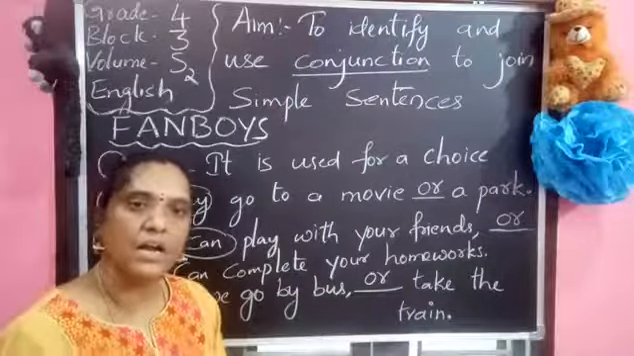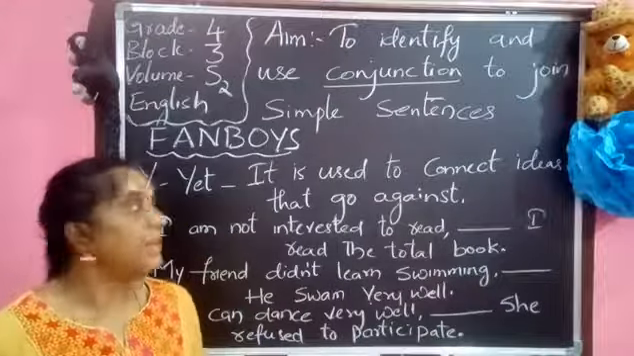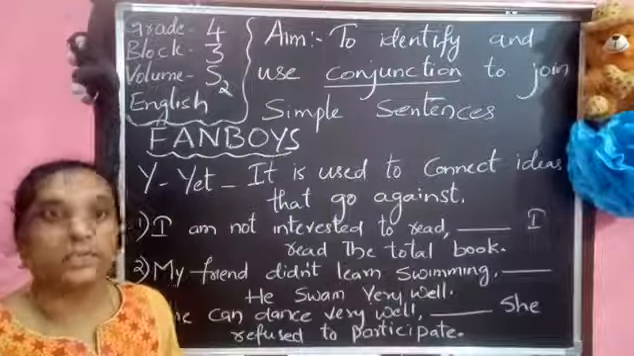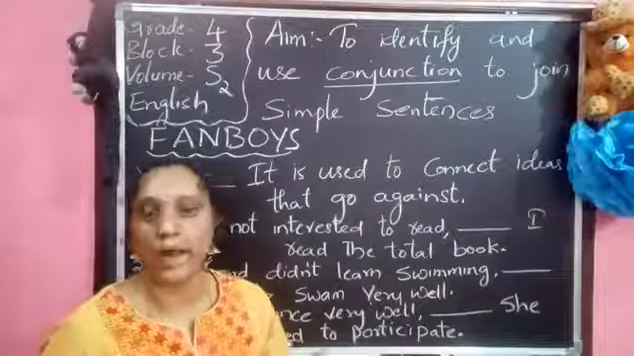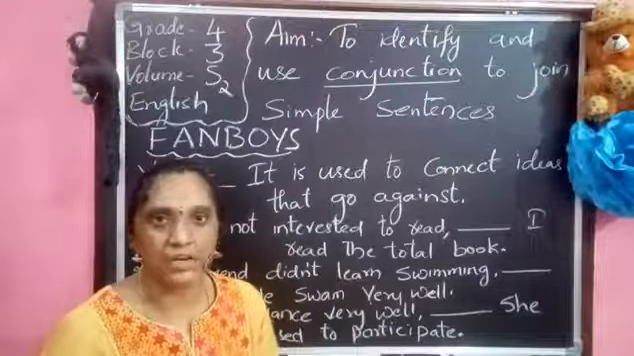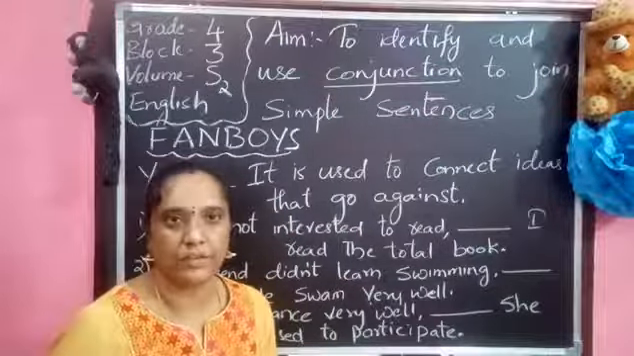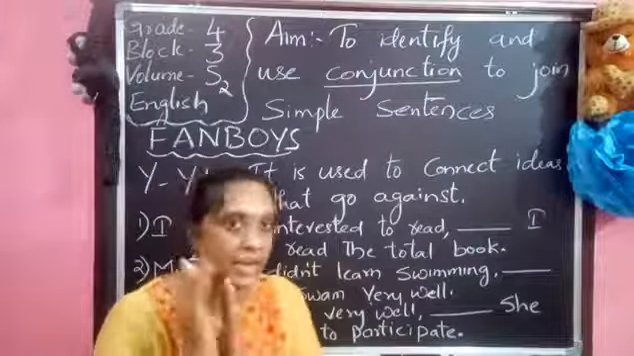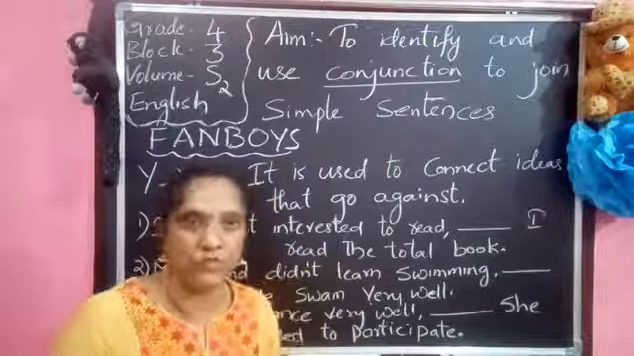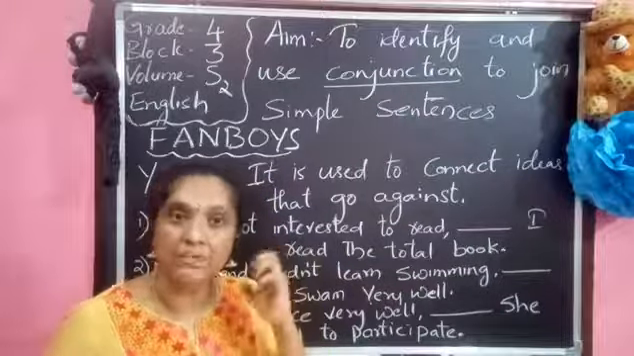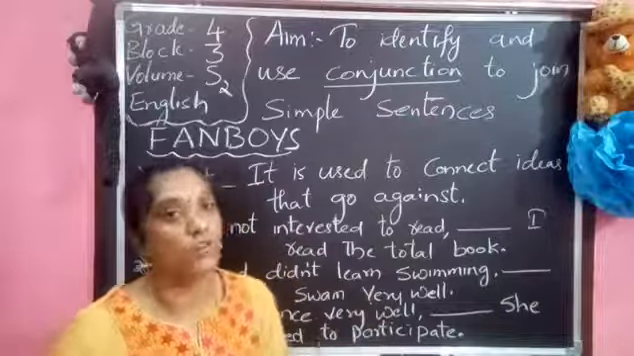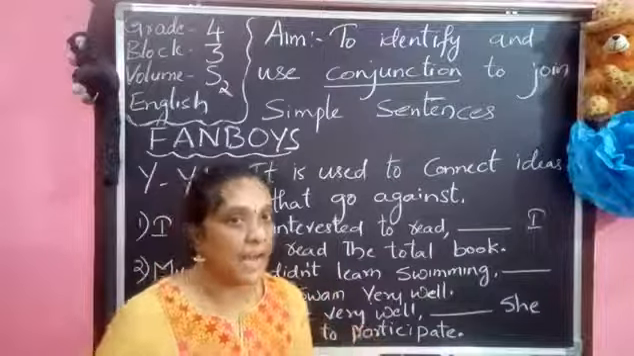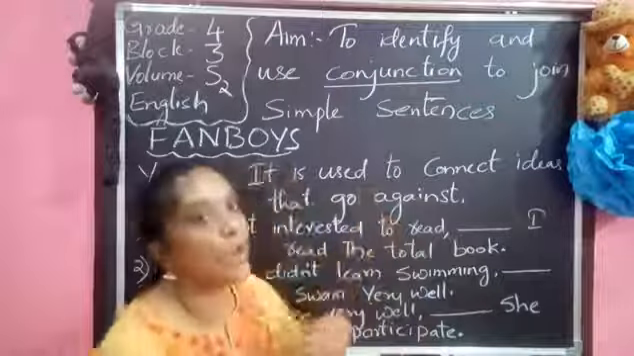Now let us see the letter Y. Y means yet. When do we use yet? Yet is used to connect the ideas that go against. Means if we are thinking to do something but we are not doing that one. According to our idea, we are not working. According to our wish, we are not doing something. We are doing against our ideas, against our wish and against what we are thinking. So connect the ideas that go against.